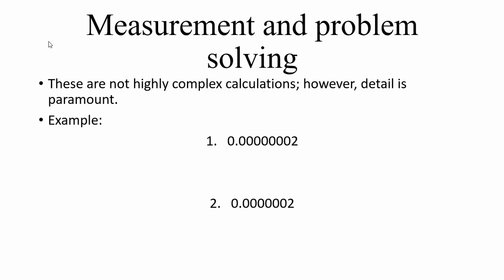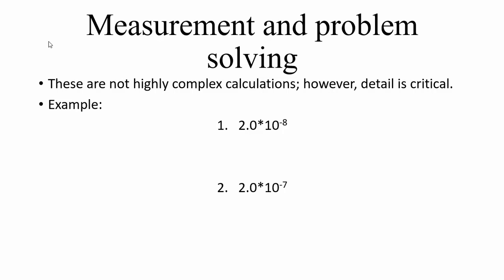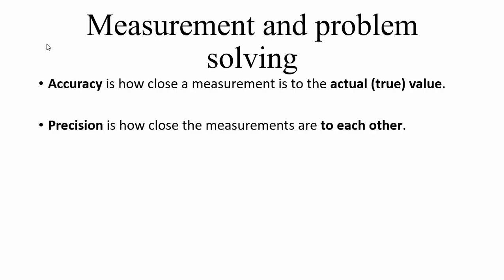Scientific notation can help express numbers more clearly. Looking at these same numbers in scientific notation, you can see how much easier it is to identify and keep track of number values. A measurement can take on 2 categories, accuracy and precision. Accuracy is how close a measurement is to the actual or true value. Precision is how close measurements are to each other.